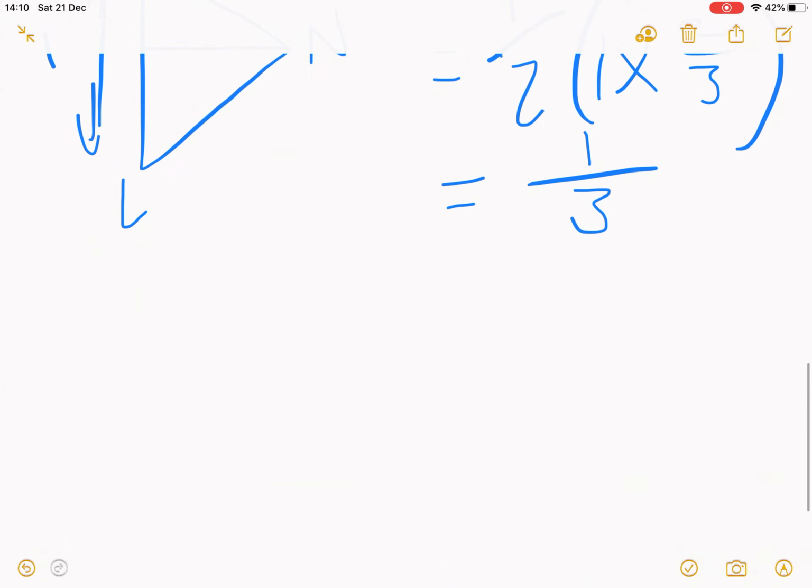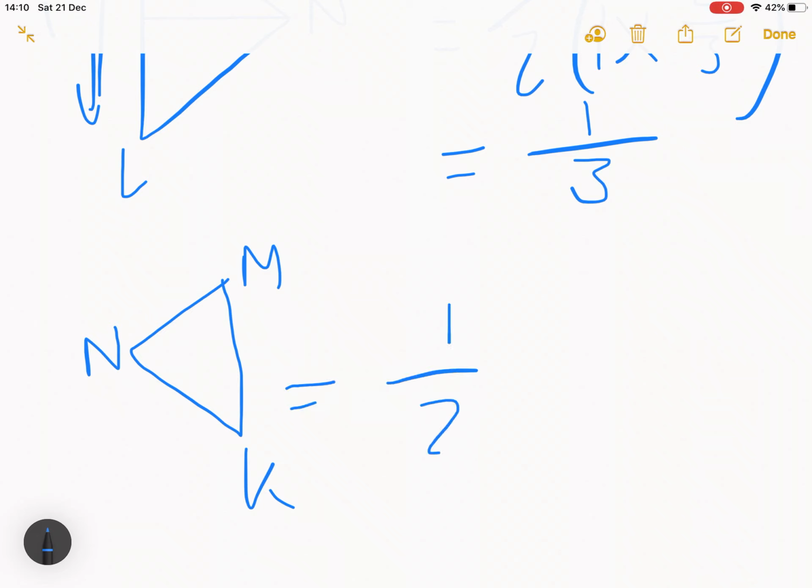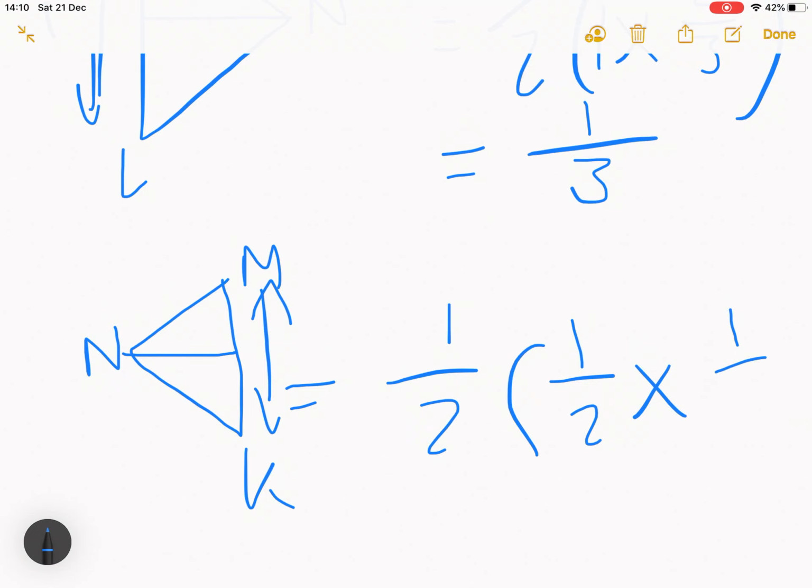And then our last area is MNK, so that's from this one to there to there. So you have K, M, and N there. That would be half times its base, which we know is half because MK is half of the side, times a third, which is from N to S. So that equals a 12th.